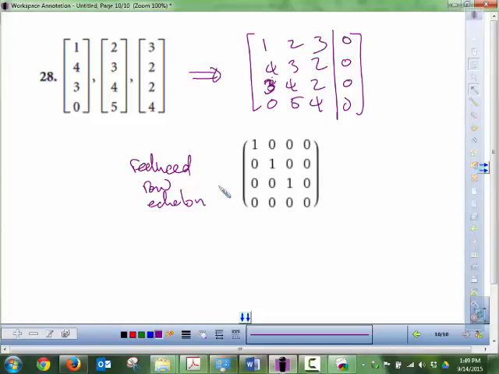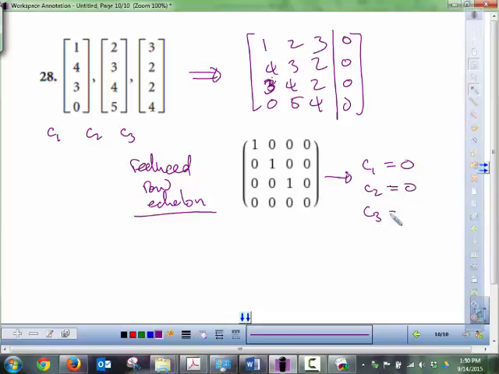We were looking for non-trivial solutions, right? So the question is, do we have non-trivial solutions? If we throw this back into our system, C1 times this, C2 times that, C3 times the last vector, we're solving for C1, C2, C3. We would have C1 equal to 0, C2 equal to 0, and C3 equal to 0. So it looks like we only have the trivial solution here. What does that mean? Is it independent or dependent? It's independent.